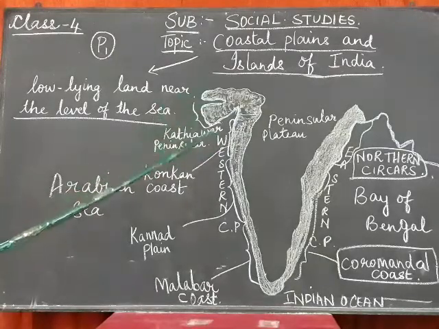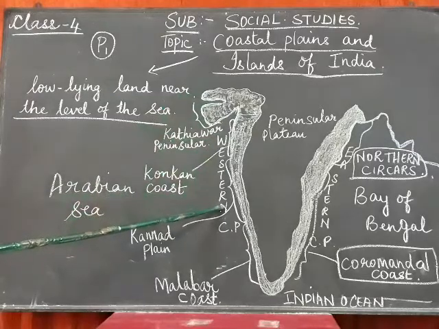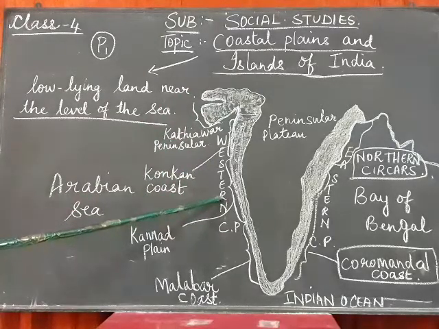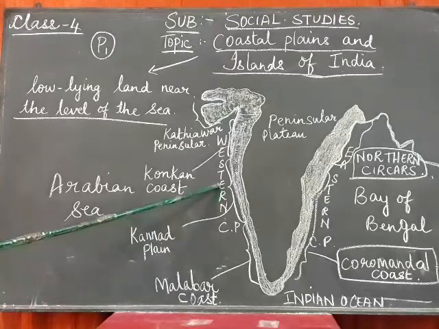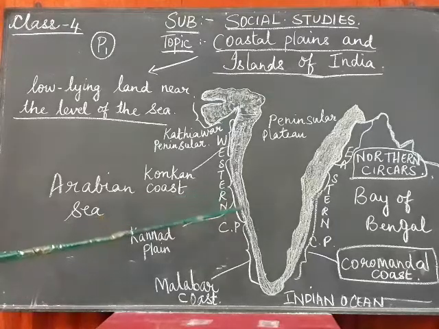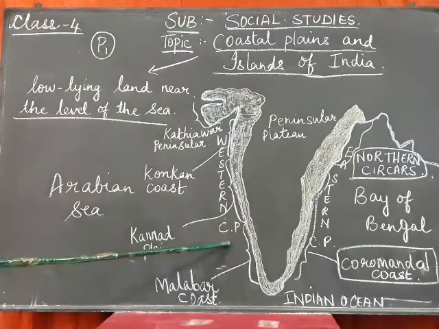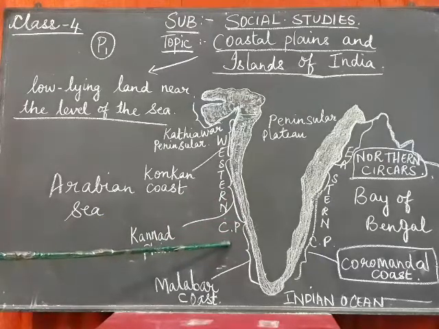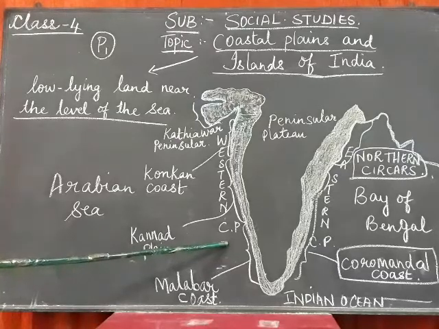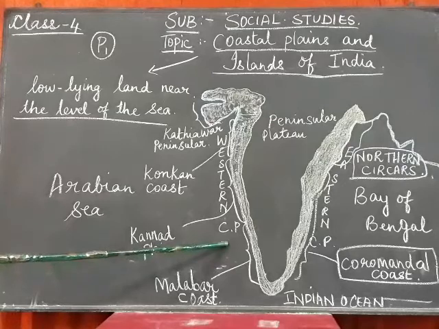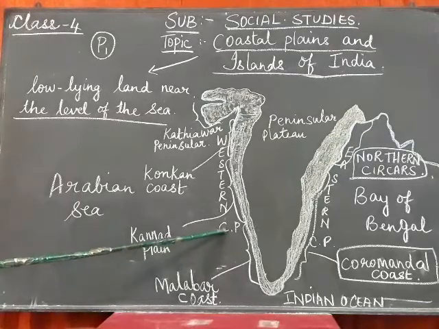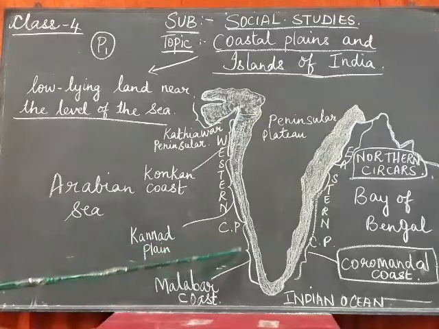Then we have in the center the Kannad plain. This Kannad plain comes under Karnataka, and the coastal plain here is Mangalore. Which is the coastal plain here? Mangalore. And then we have in the south the Malabar coast. Now the Malabar coast is in Kerala, and here the cities are Kozhikode, Kochi and Tiruvananthapuram. They are in the south.